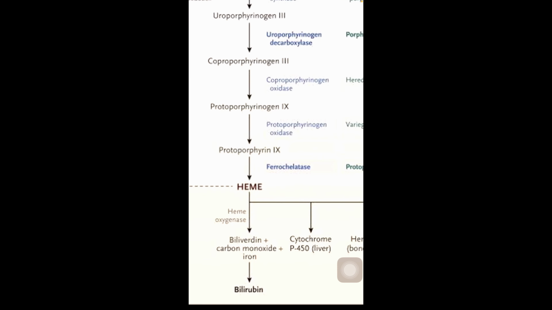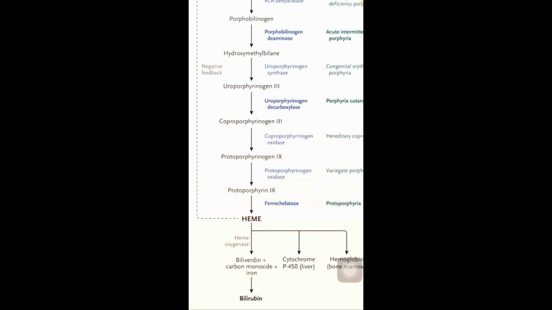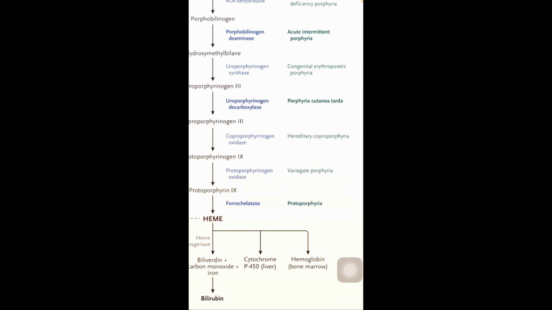So from heme, we go through heme oxygenase to biliverdin plus carbon monoxide and iron, then bilirubin, and also we have cytochrome P450. That is why the patient had high levels of liver transaminases, because these kinds of diseases, porphyrias, can cause liver cancer and also liver cirrhosis, etc.